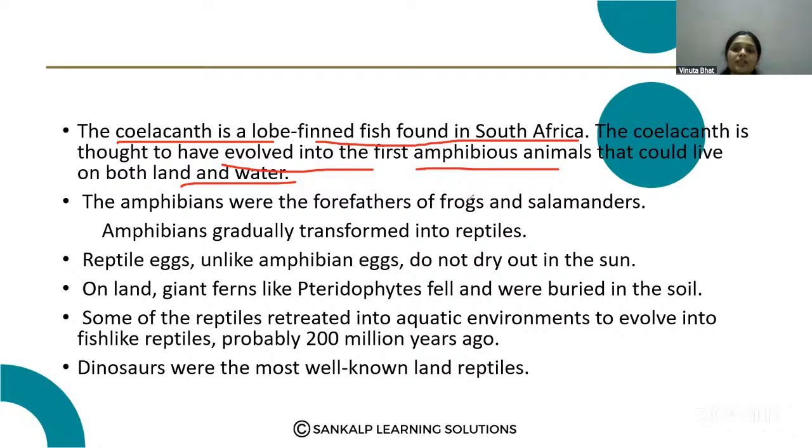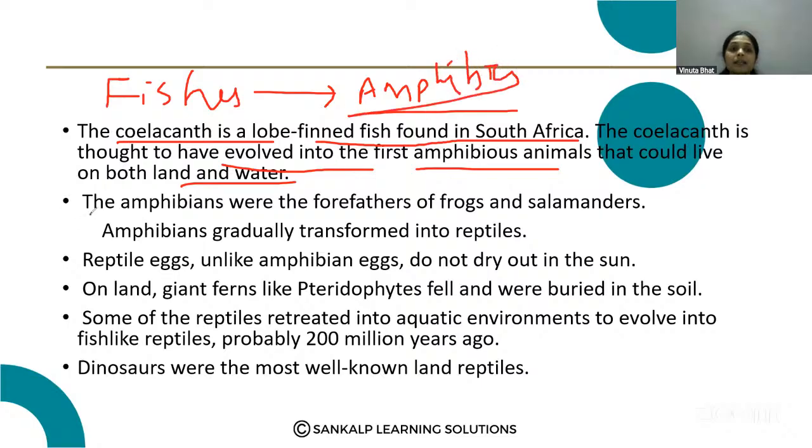So what happened from these fishes, the coelacanth fish? From these fishes amphibians developed. They say that from fishes, amphibians developed. The amphibians were the forefathers of frogs and salamanders. Amphibians gradually transform into reptiles.